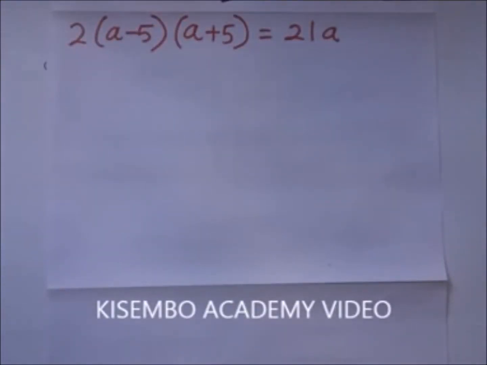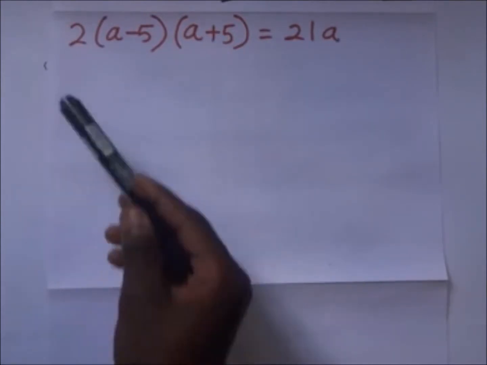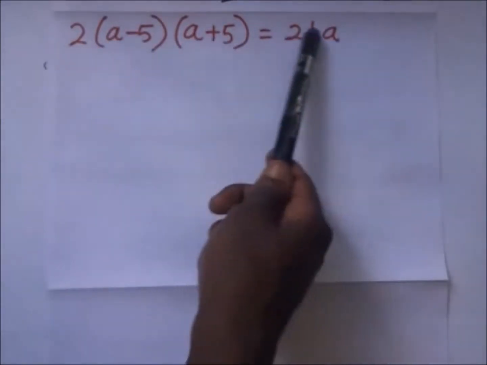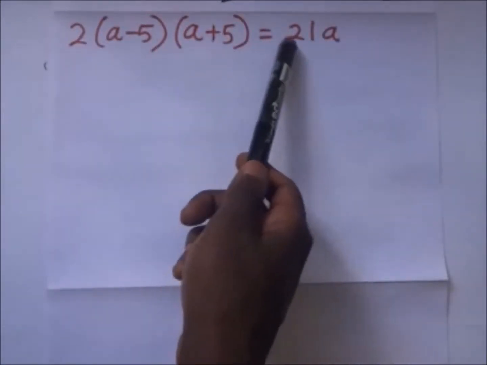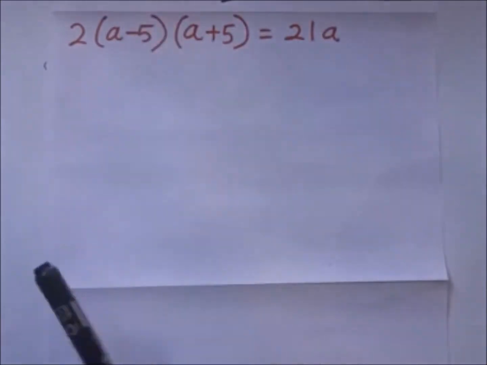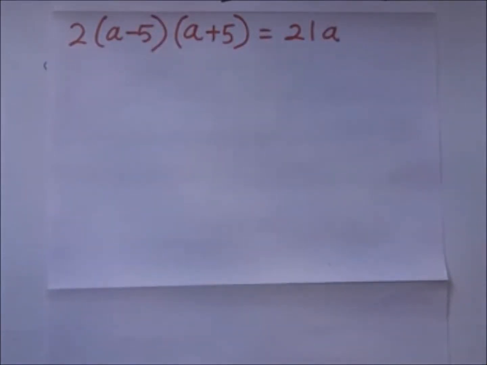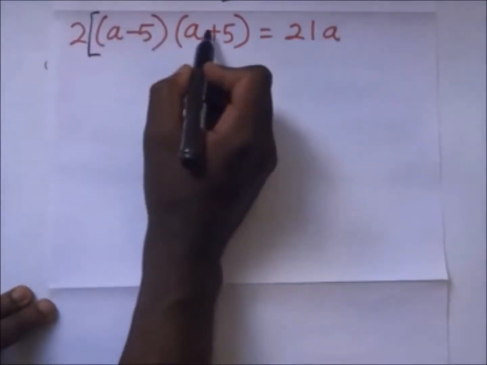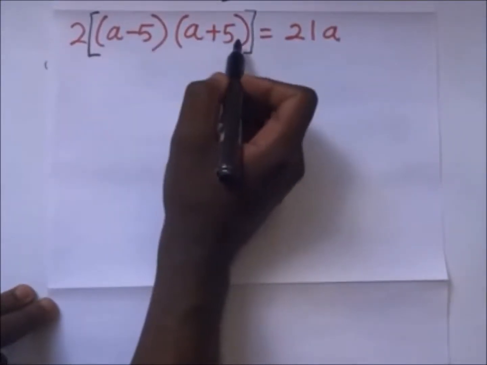We have another example. We have 2 into a minus 5 into a plus 5 is equal to 21a. Still, we are going to open these brackets and make sure that we rearrange this expression in such a way that it is equal to 0, so that we are able to solve it. So we shall begin first by opening these brackets. This is 2 times that bracket times that bracket. So we deal with those brackets first.